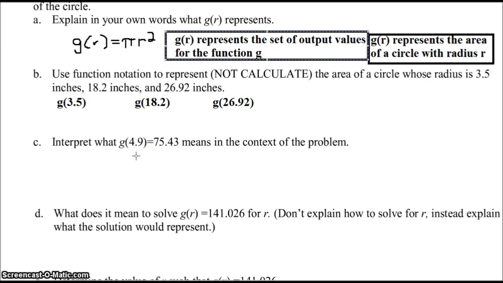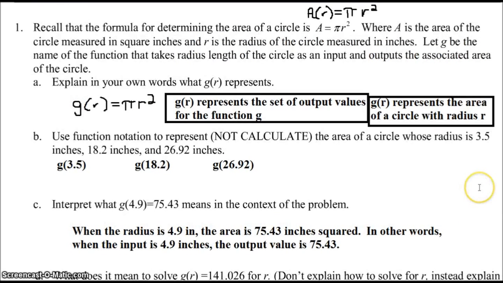Part C says, interpret what g of 4.9 equals 75.43 means in the context of the problem. So our input is 4.9. Remember that that's a radius. So whenever we have a radius of 4.9 inches, our output, g of 4.9, our area is 75.43 inches squared. So when the radius is 4.9 inches, the area is 75.43 inches squared. You could also say that when the input is 4.9 inches, the output value is 75.43.